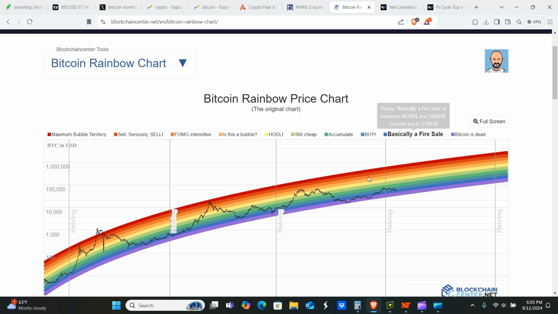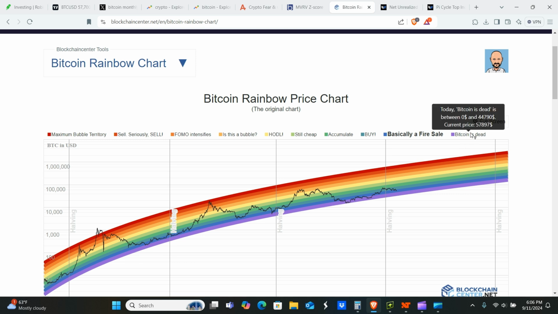So the point I want to make here is usually we have a pullback immediately after the halving or some sideways action. You guys can see it's happened almost every single time here. And then eventually we do end up ripping. Okay, and these peaks subsequently come lower down. So I suspect we're probably going to top out closer towards the end of the year, next year, probably somewhere in the still cheap to hodl area. It's possible maybe Bitcoin even tops out somewhere around accumulate, although I don't think that's likely.